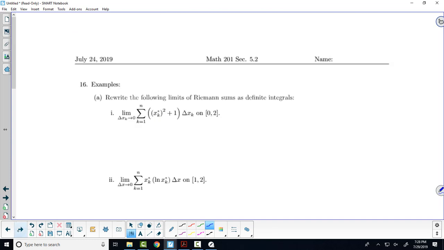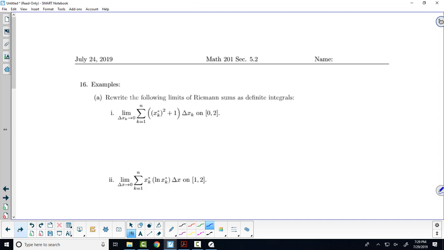All right, folks, these are kind of pet peeve problems for me. I think it's extremely important that you're able to translate problems from limits of Riemann sums to their corresponding definite integrals. I can tell whether you've worked all of the practice test questions, because these aren't hard.